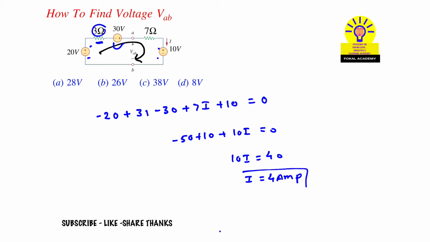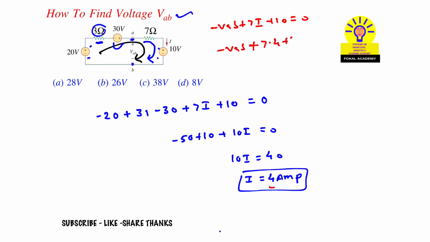But here we want voltage VAB. So up to here was for the main loop. Now write the KVL here also. Then we get minus VAB plus 7I plus 10 equal to 0. So minus VAB plus 7 into I, we got 4, plus 10 equal to 0. By simplifying this, we get VAB equal to 38 volts.